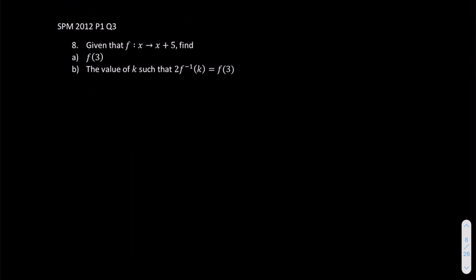Question number 8. They give us that f of x is equal to x plus 5. Find f when the input is 3. So I think this one is very straightforward. We just need to say that f of 3, where all of our x is no longer unknown, the x side is going to be 3. So it's just 3 plus 5. So I can say that the answer is 8. Rather easy, right? How about b now?